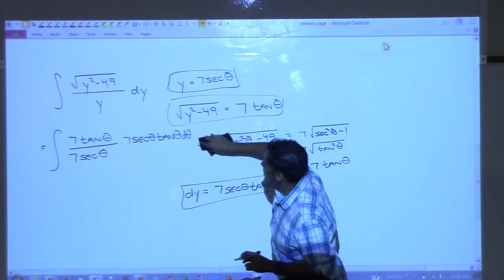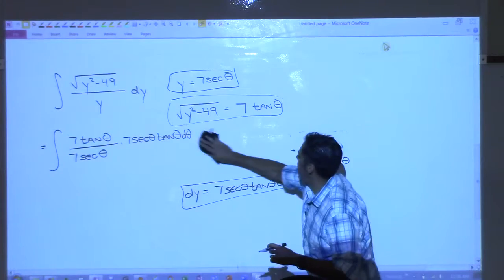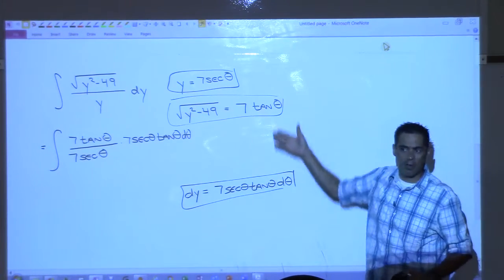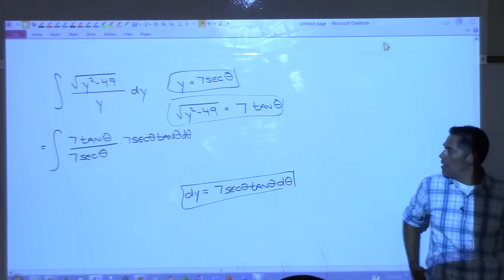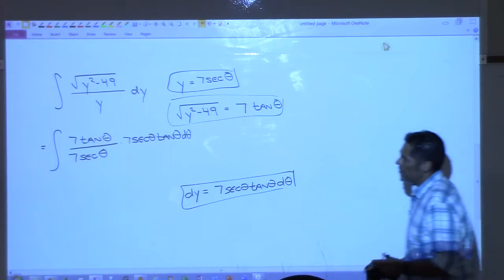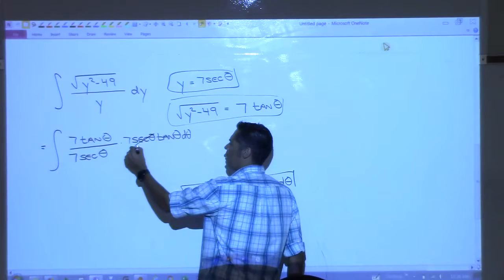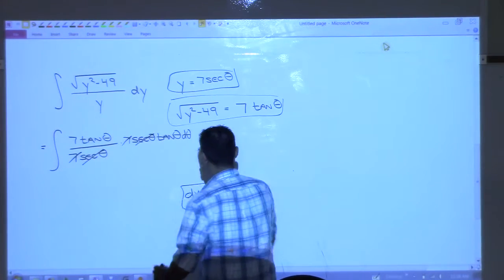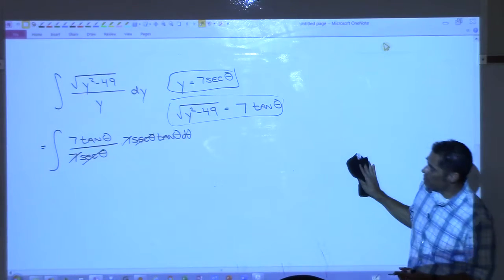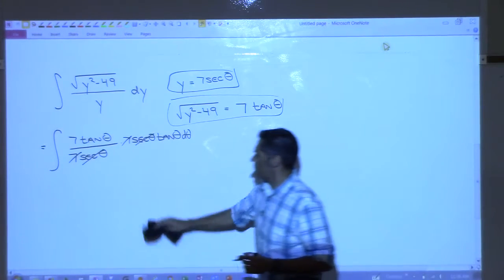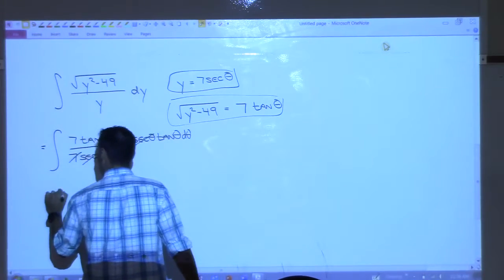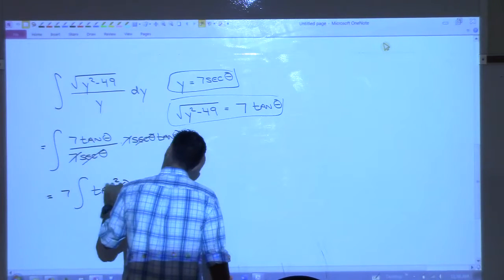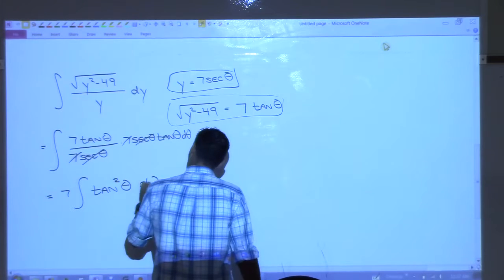Okay, so rewriting, taking my three things, plugging them in, and we get some good cancellation here. Secant's gone. 7's gone. Tangent squared. 7 tangent squared. So we have 7 integral tangent squared theta d theta.